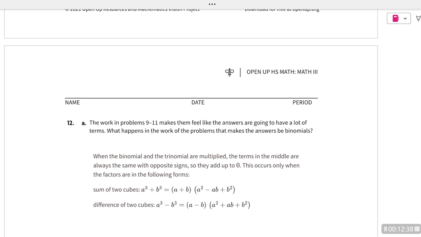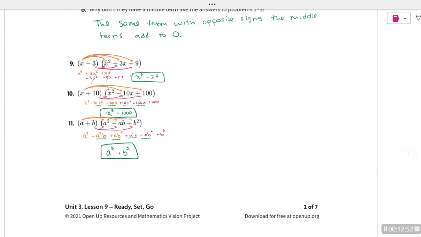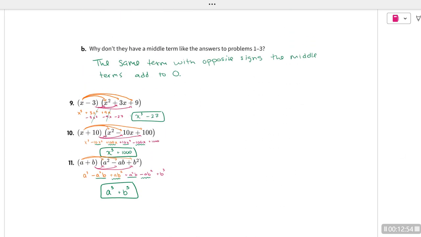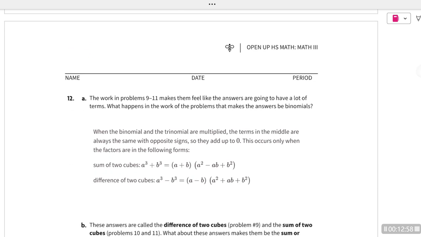But we have to be careful. That's not true for any binomial times trinomial. They have to be in this form of a cubed plus b cubed, or a cubed minus b cubed. So if I look at my numbers above, I can see that, well, let's come down here.